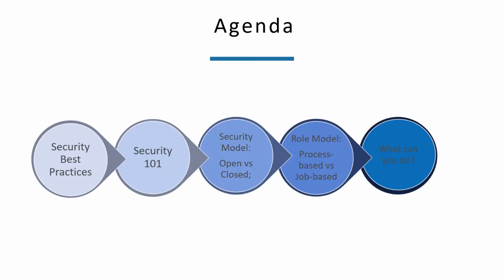We're going to look at some of the security 101, so high-level aspects of security and some of the foundational stuff. We'll take a look at some different security models, so an open versus closed, what those look like, how those are implemented, what the records look like, and what the difference between the two are. We're going to do the same for the role model, so process-based versus job-based. Same thing, we're going to analyze the two, look at some pros and cons, and we're going to figure out where everyone stands in their current security model.